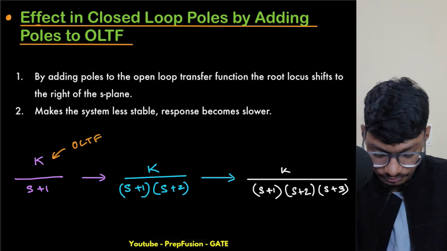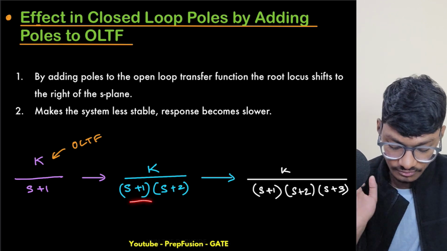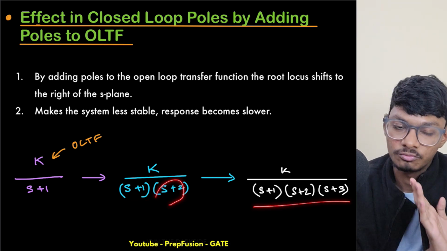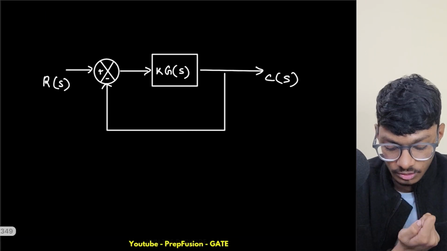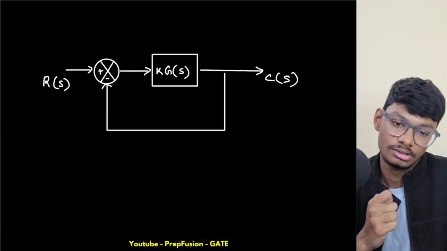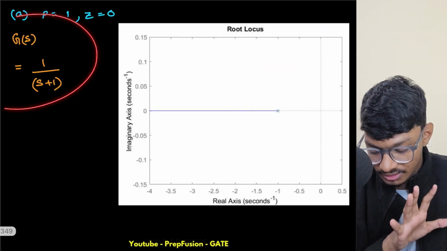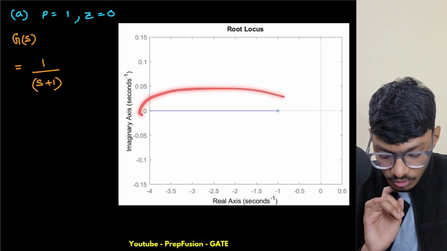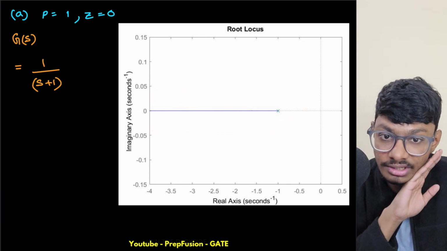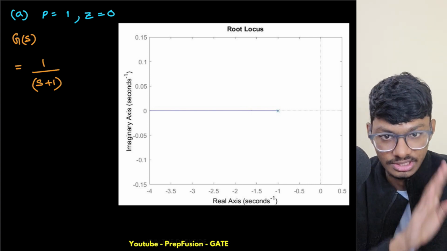Now I added one pole further away from the origin, further than this s plus 1. Then again I added one more pole further away from the origin. Now let's plot the root locus for this system. What do we get from the root locus? Initially, when G of s was like this, the root locus was like this. It can never be unstable. Whatever the value of K, it will always be stable.